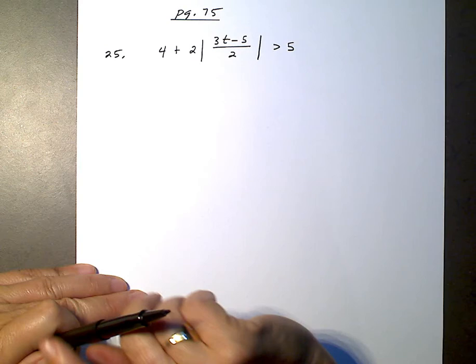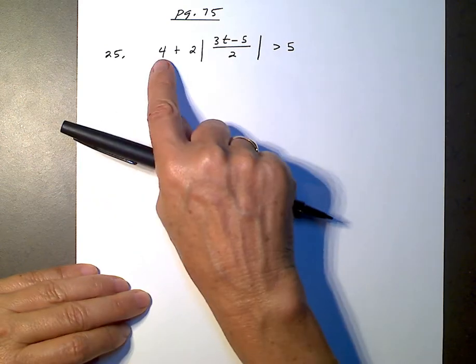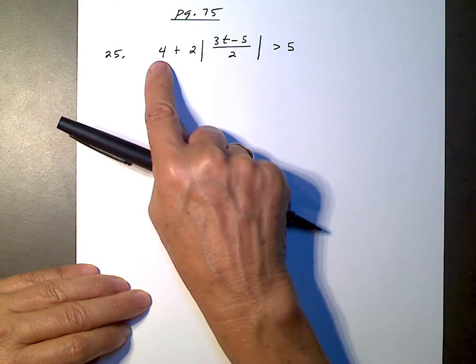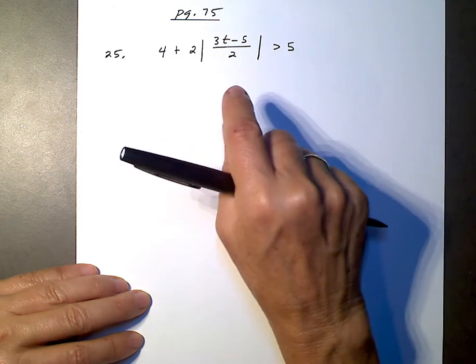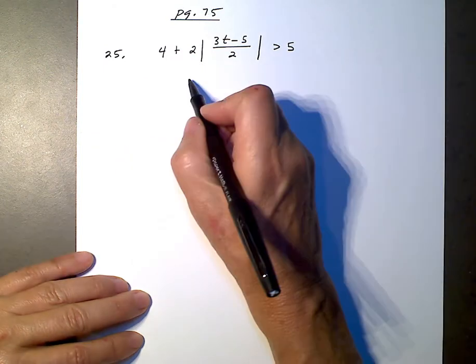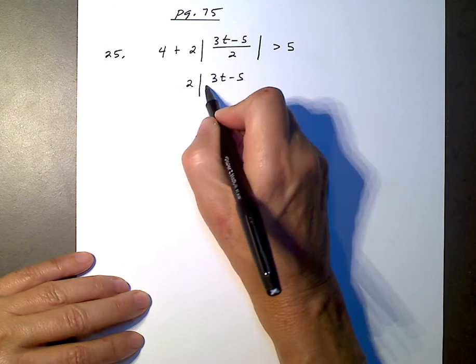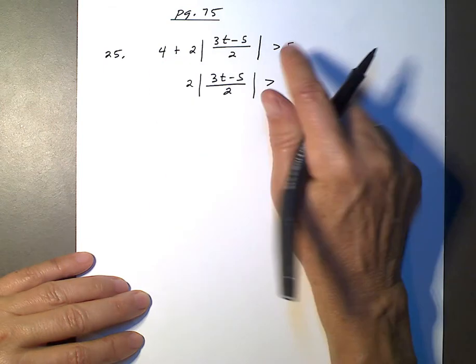So the first thing I'll do, if that was just a variable, if this was just 4 plus 2x is greater than 5, you'd first subtract the 4, and then you'd divide out the 2. So that's what we're going to do in this case also. So if I subtract 4 from both sides, minus 4, I'll have a 1.